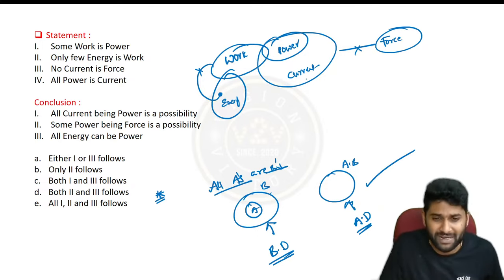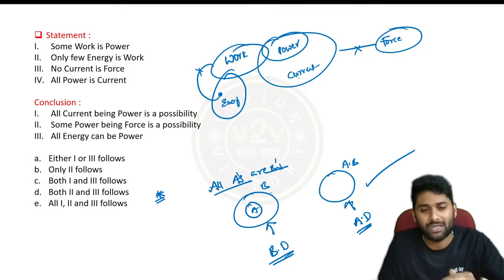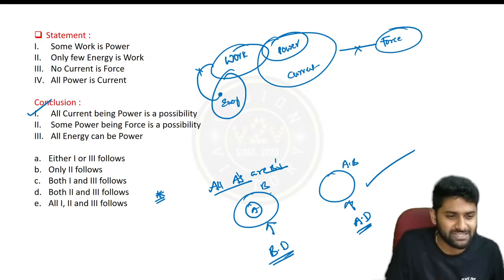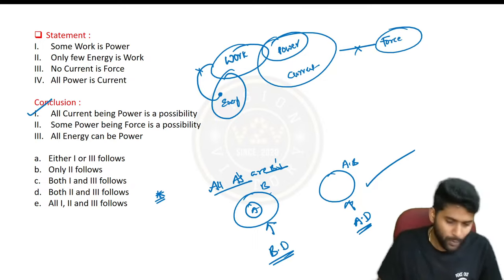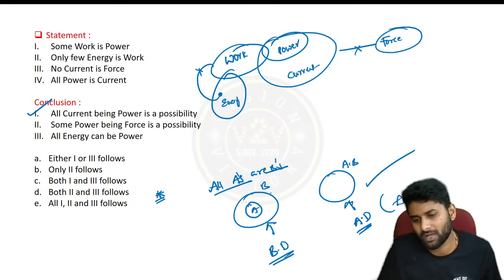If "all power is current" is an exact statement, it can say that all current can be a power. That's why it's always a valid one. Hope you understand the difference between basic diagram and alternative diagram. Alternative diagram always talks about assumptions.